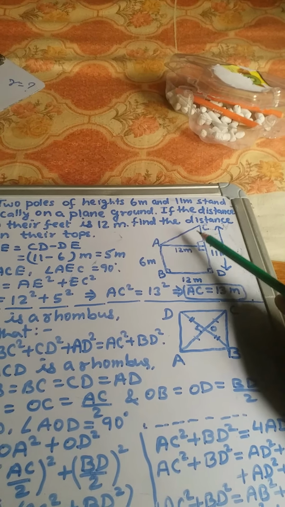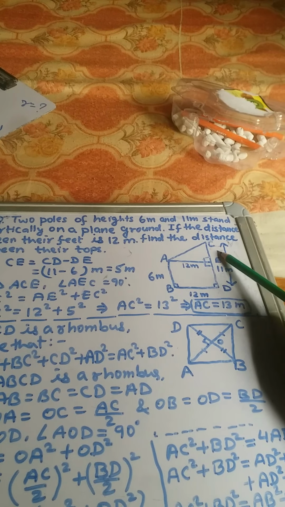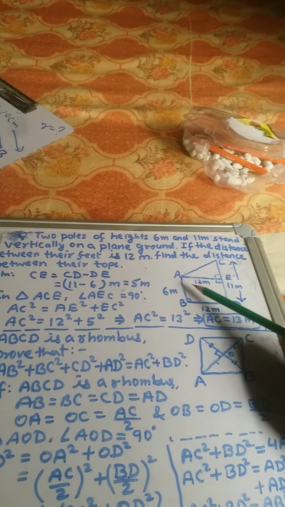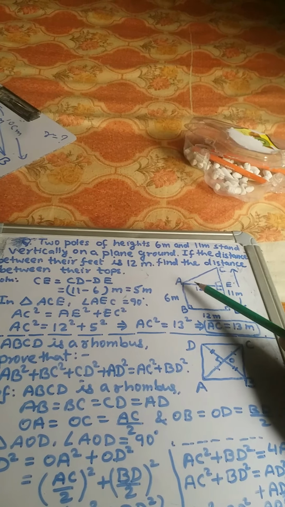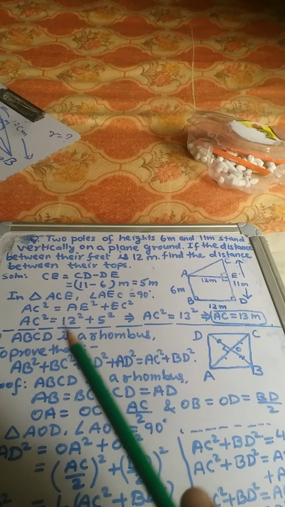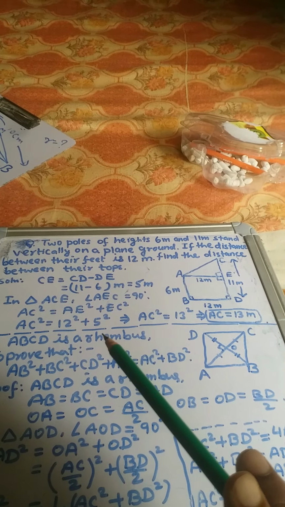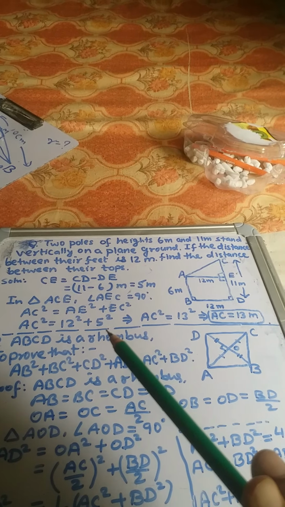Now find your AC. Use the Pythagoras theorem. Angle AEC is 90 degrees. It is 5, it is 12, and we have to find AC. AC square equals AE square plus EC square. 12 square plus 5 square equals AC square. 12 square is 144, 5 square is 25, and 144 plus 25 becomes 169. So AC square equals 169.